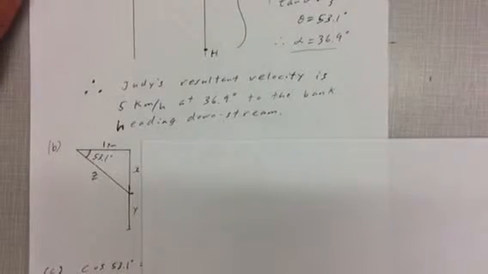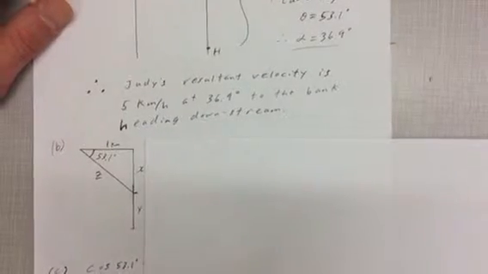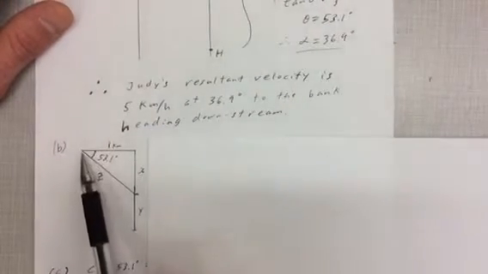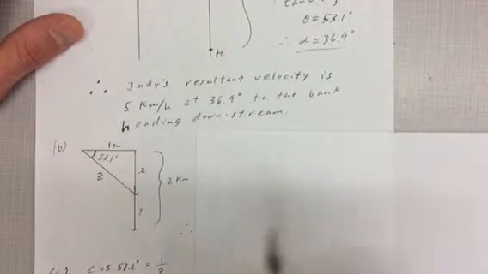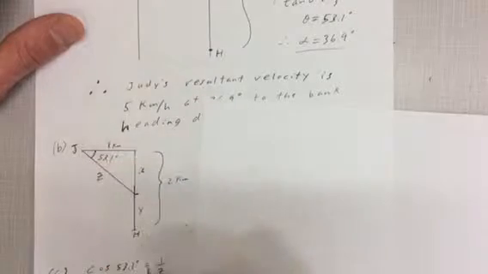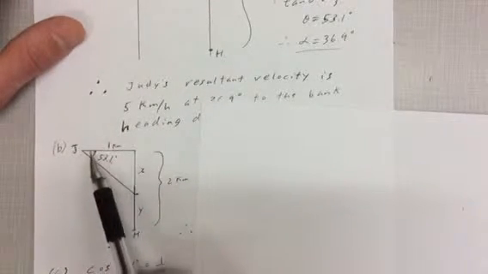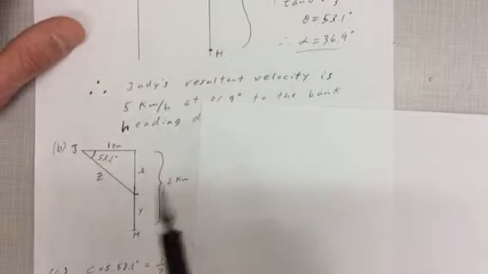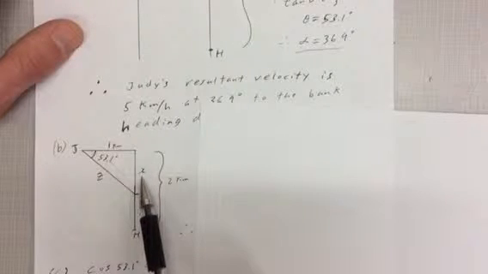Okay, so we're going to do part B. Part B says, how far away from Helen's cottage will Judy be when she reaches the other side? So we look at this diagram. The width of the river is 1 kilometer. The distance downriver to Helen's is 2 kilometers. So there's Judy, there's Helen. She's going to head at 53.1 degrees from this way. We calculated in the last part. And we're going to figure out what x is.